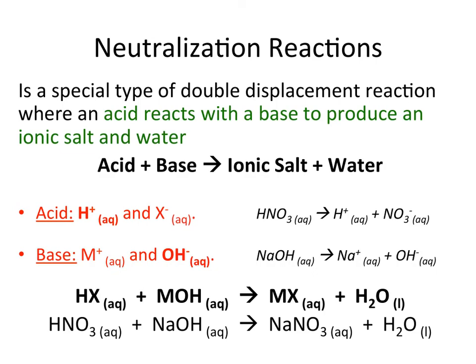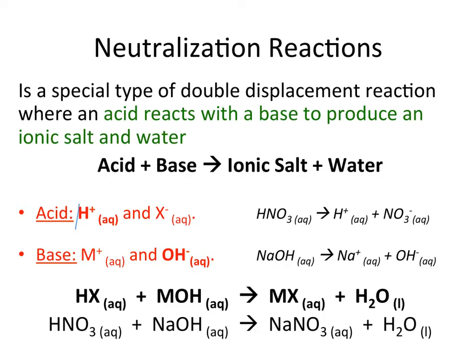So another type of special double displacement is a neutralization reaction, and this is when an acid reacts with a base to produce an ionic salt and water. An ionic salt is just an ionic compound. It's a metal with a nonmetal, or more specifically, a cation with an anion. So this is your basic formula. Acid plus base gives you ionic salt plus water, and we saw that when we were looking at types of reactions.